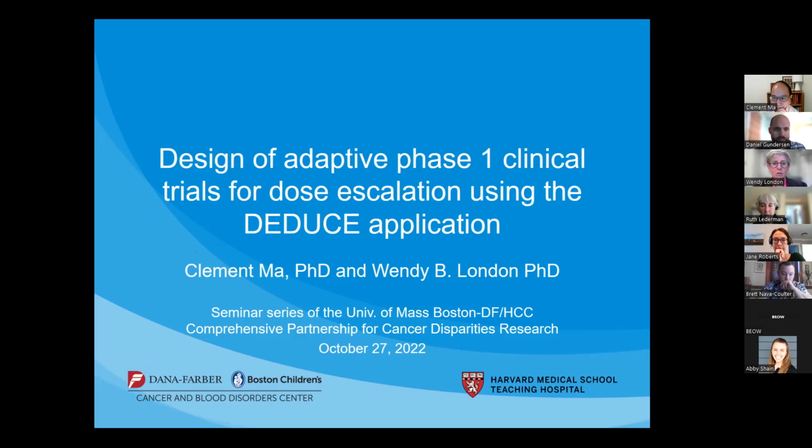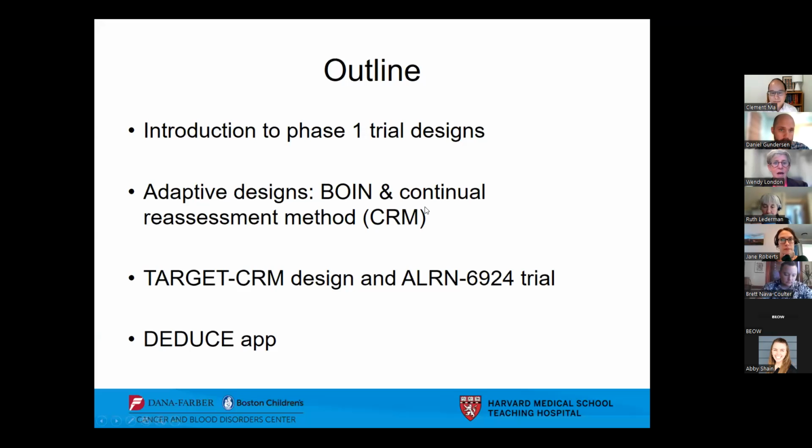Today we'll be doing a general overview of adaptive and rule-based designs for phase 1 clinical trials. Clement, next slide, please. And we'll be looking at 3 particular adaptive designs: the Bayesian optimum interval design, or the BOIN, the continual reassessment method, the CRM, and then one new design that Dr. Ma has developed called the TARGET-CRM, in application to a trial. And then Dr. Ma will give us a demo of the DEDUCE app, and the participants will be able to do hands-on to try out the app. Next slide.